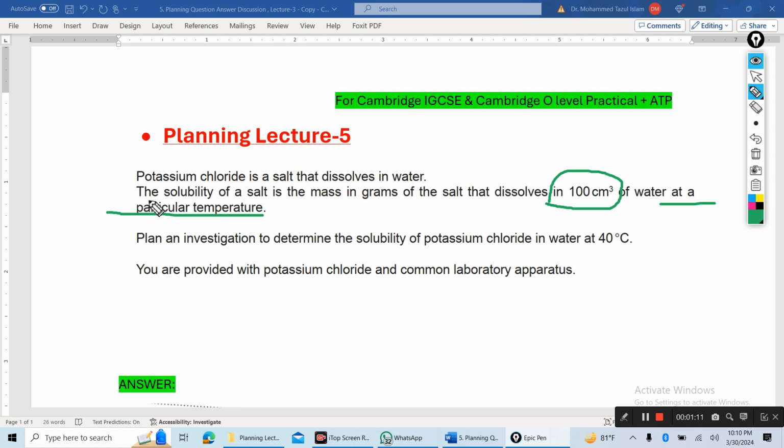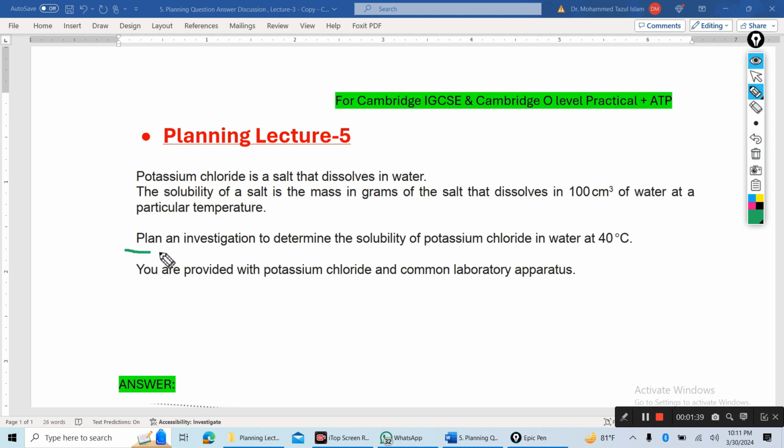The solubility of a salt is the mass in gram of the salt that dissolves in 100 gram of water at a particular temperature. The mass of salt that dissolves in 100 centimeter cube of water at a given temperature, at a particular temperature, at a definite temperature, is known as solubility.